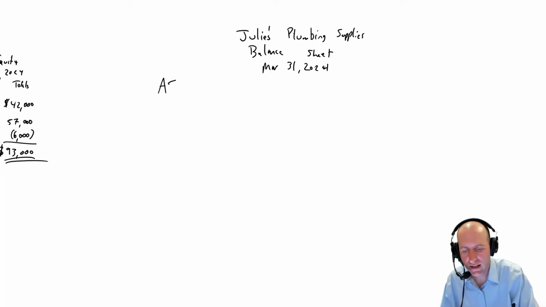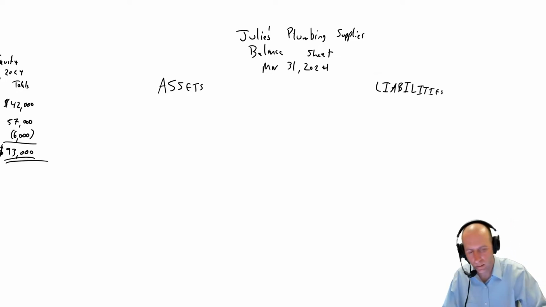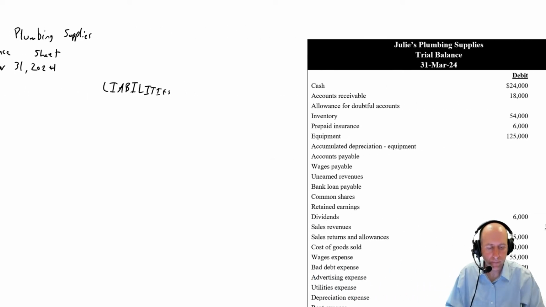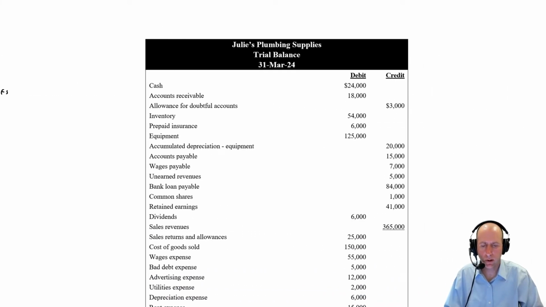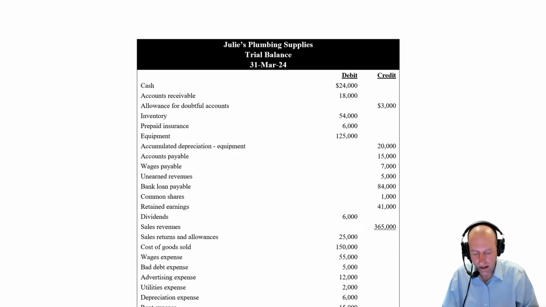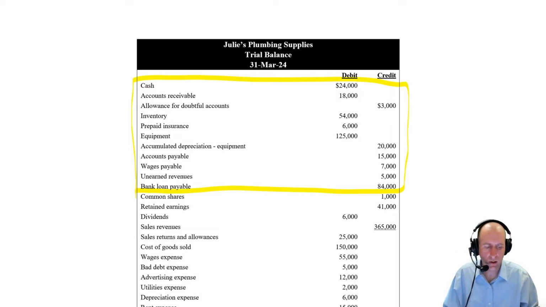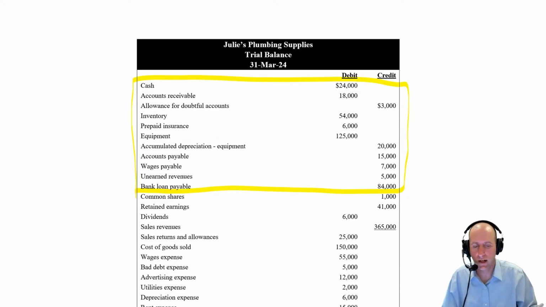We're going to list assets on the left. We're going to list liabilities on the right. And when we get to it, we'll list shareholders' equity somewhere down the page on the right. So looking over to our trial balance here, we basically have all the stuff we need for assets and liabilities right here. And for shareholders' equity, it comes from the statement of changes in equity. So assets and liabilities are what we're worried about.